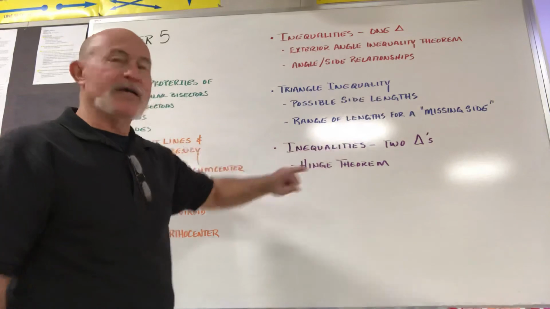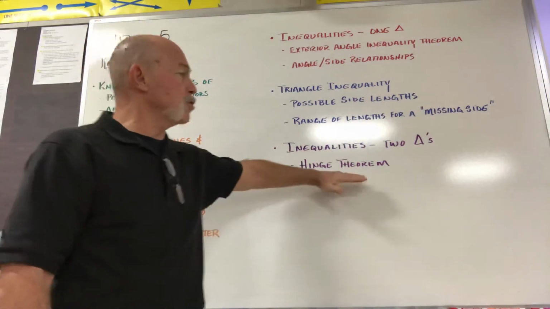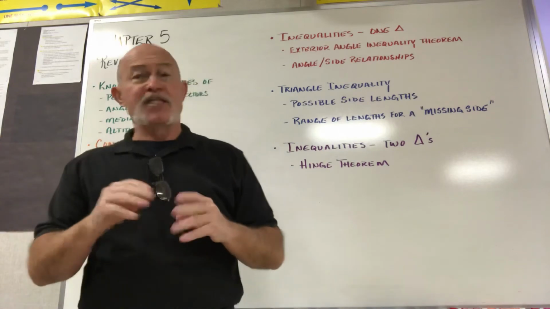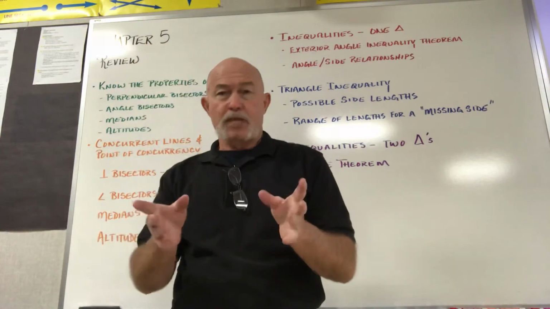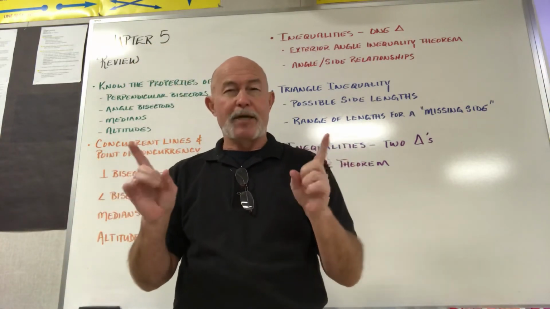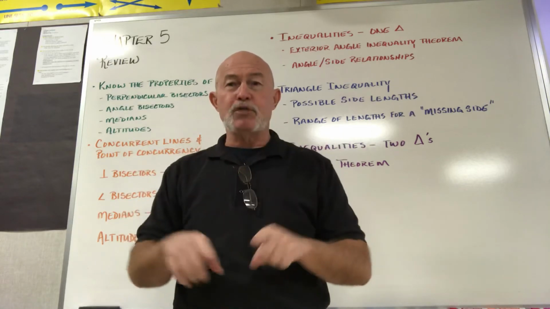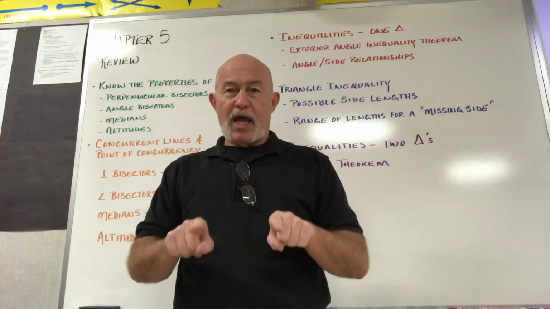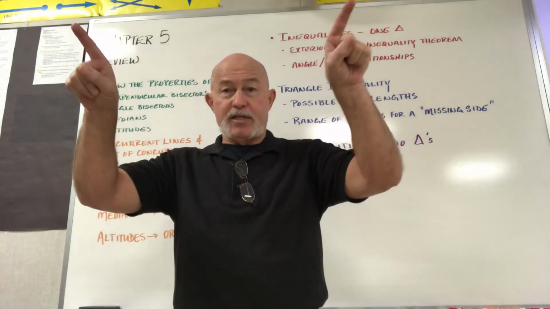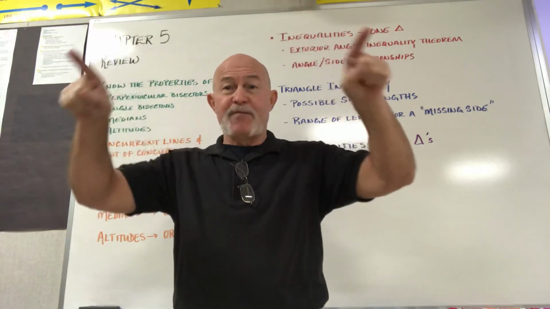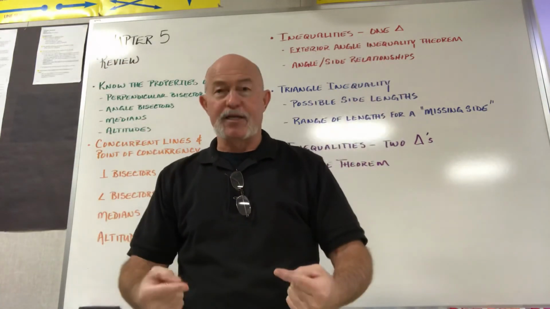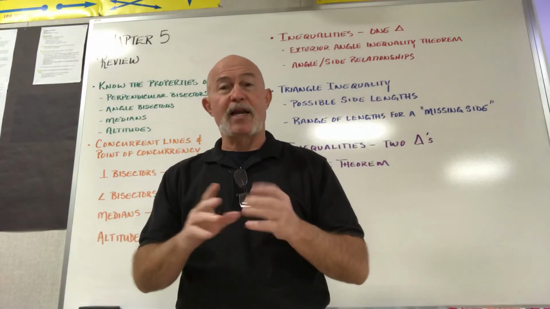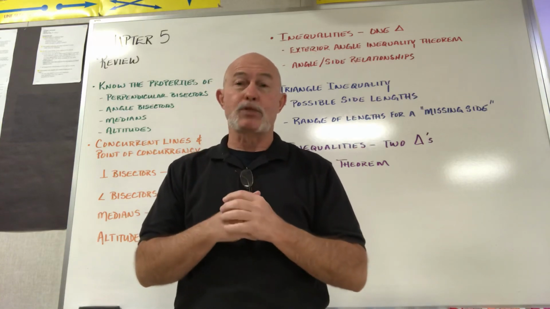When we talk about inequalities of 2 triangles, I had the hinge theorem written out. That just said if I have 2 triangles, and I've got to make comparisons, if I've got 2 sides that are equal to each other on both triangles, if I have the angles, I can talk about the sides. If I have the sides, I can talk about the angles. That's the hinge theorem, and that allows us to work on those problems as well.